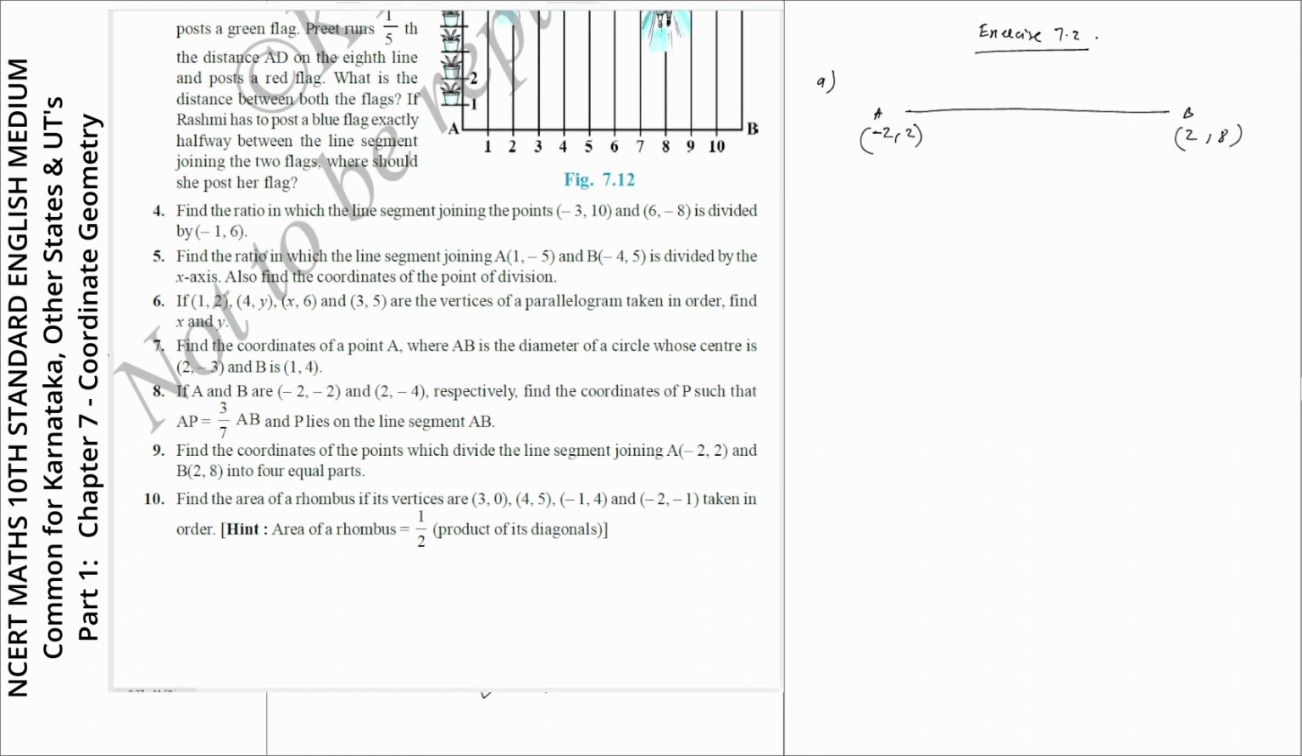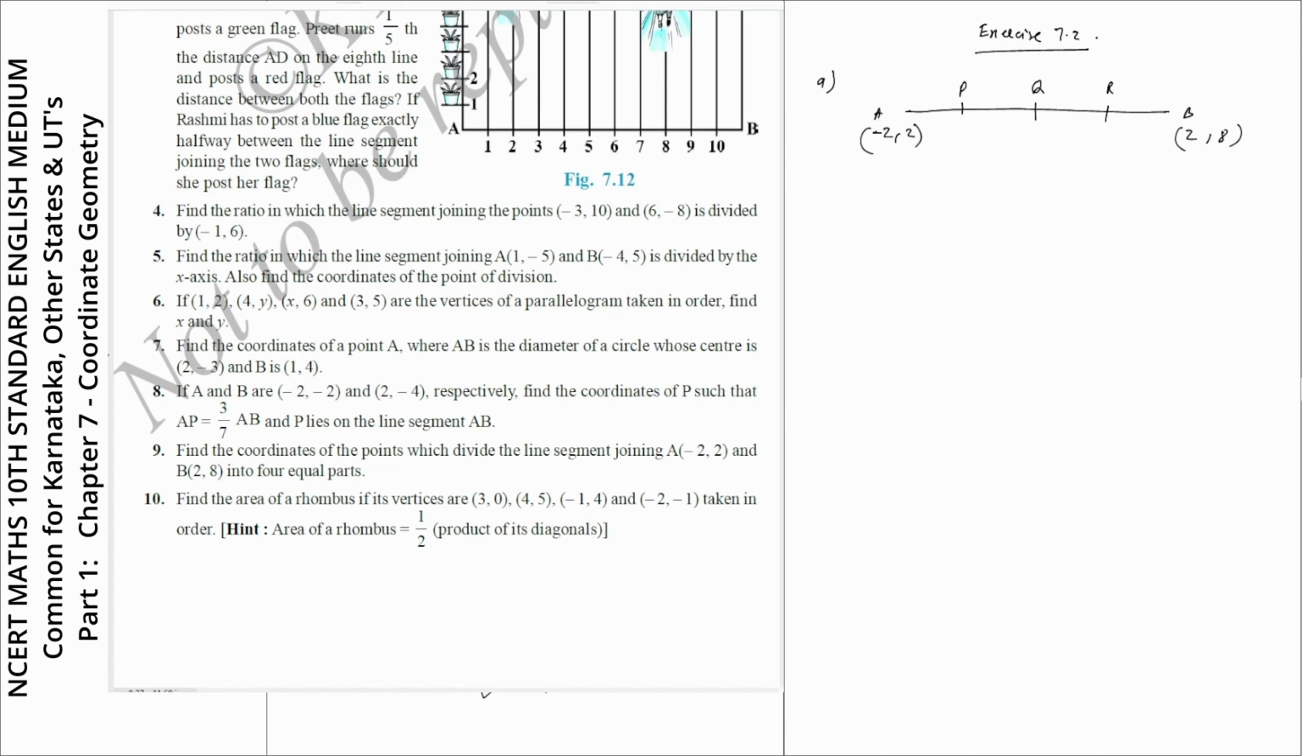So this is half of AB, this will be Q. And half of AQ, I'll take here as P. And half of QB here as R. So we should find the coordinates of P, Q and R. So all are equal.